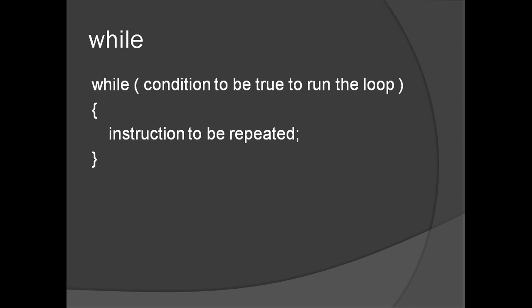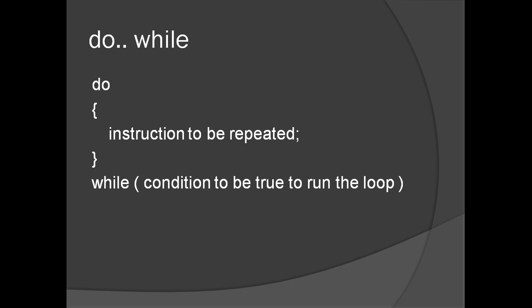So we have seen the while loop. Inside the parentheses we give the condition, and inside the braces we give the instructions to be repeated. So do while we have seen. Do while will execute the instructions to be repeated once, then it will check whether the condition is true. So it's very similar to while, except that it will execute the instructions to be repeated before checking the condition.